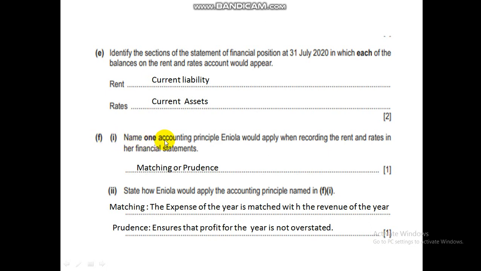Next part, name one accounting principle Eniola applies when recording the rent and rates in her financial statements. So she is applying matching or prudence. How would Eniola apply the accounting principle named in the previous part? Matching shows the expenses of the year are matched with the revenue of the year, and prudence shows that the profit for the year is not overstated by understating the expenses of that year. So this is how these two principles are applied by Eniola in the business.